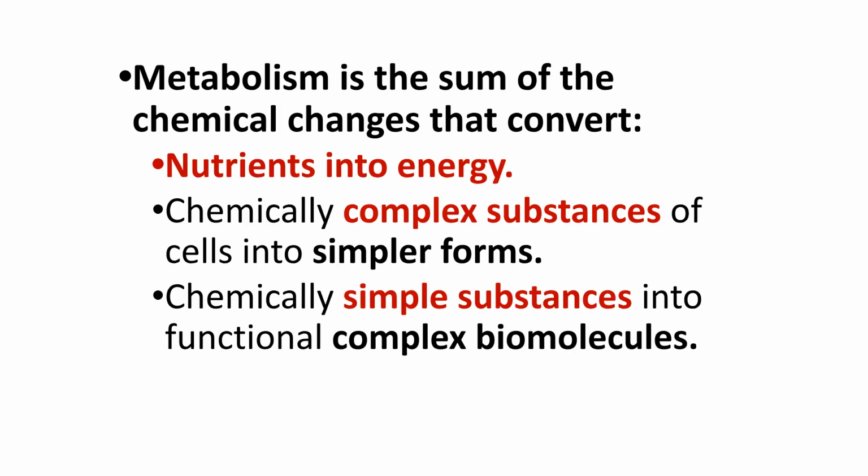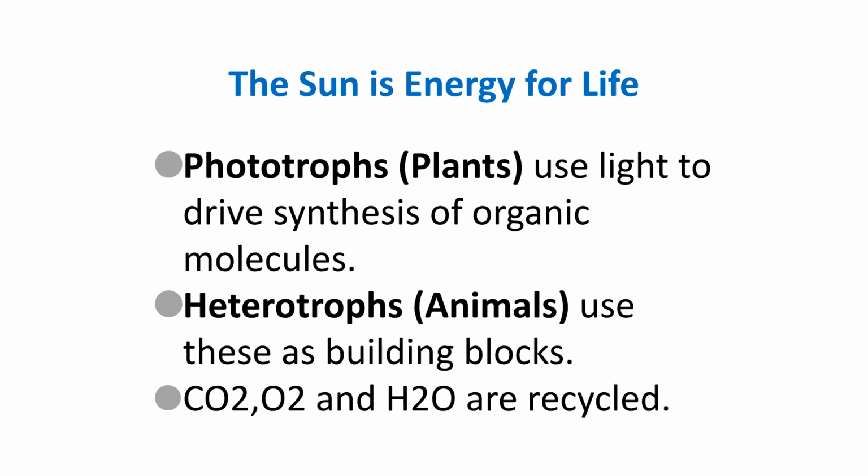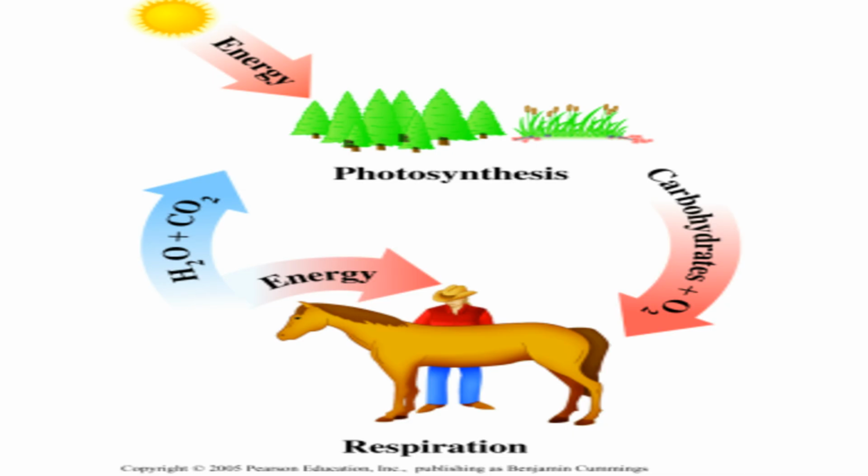Metabolism is the sum of chemical changes that convert nutrients into energy, complex substances into simpler forms, and simple substances into functional complex biomolecules. The sun provides energy for life. Phototrophs, or plants, use light to synthesize organic molecules. Heterotrophs, or animals, use these molecules as building blocks, with CO2, O2, and H2O being recycled. Normal metabolism is vital for the health, growth, reproduction, and good survival of human beings.